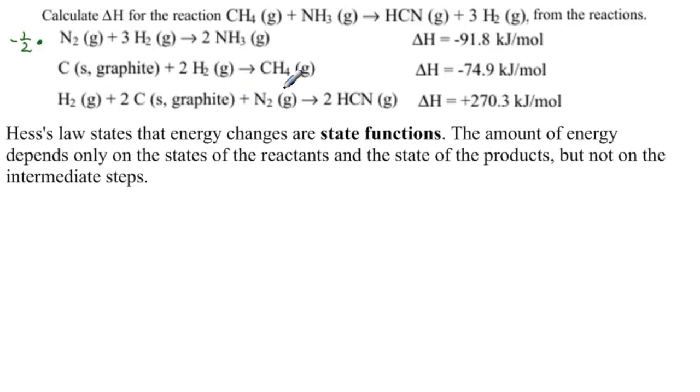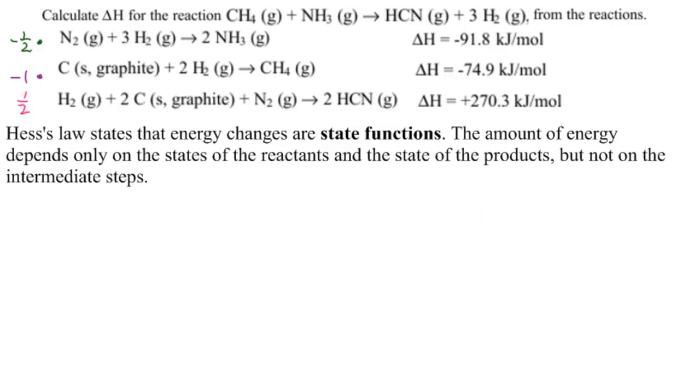Next, what's key here? CH4. Right number, wrong side, so -1. And the last one is we see HCN, it's on the correct side, but there's too many of them, so it's just 1/2 times that. So what do we have?